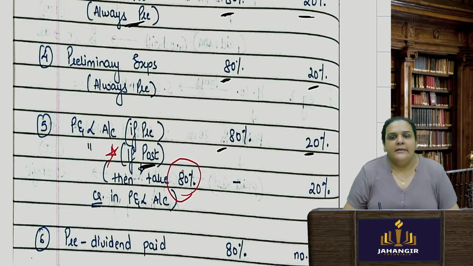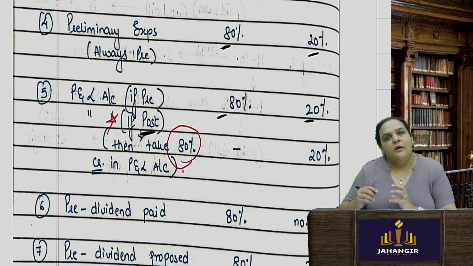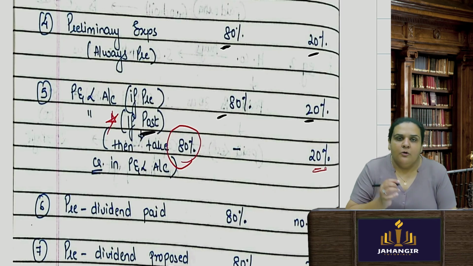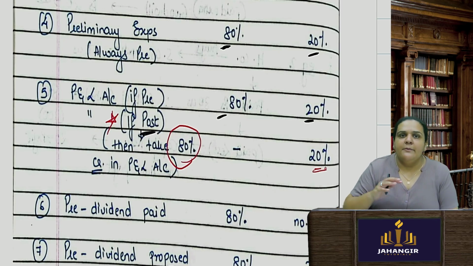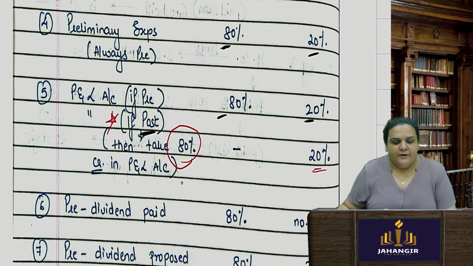But minority interest, they will get their post P&L share also. Obviously. Even holding company will get its share, but it will be credited in the normal profit and loss account.